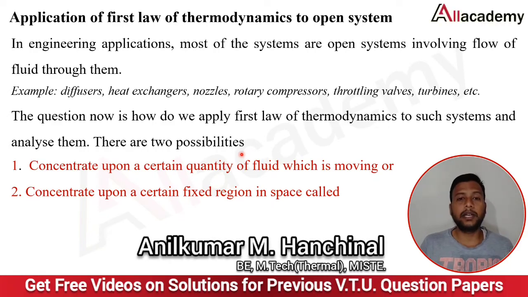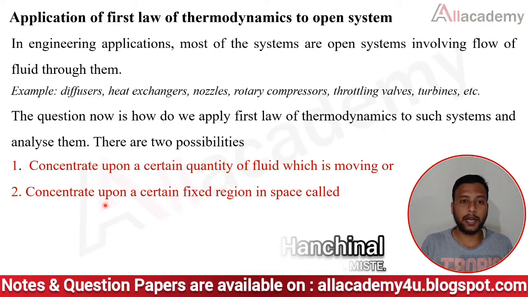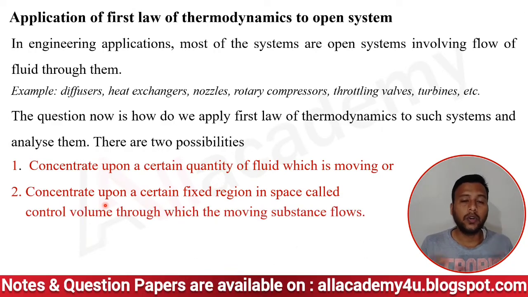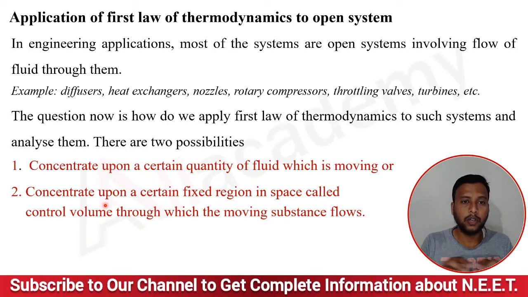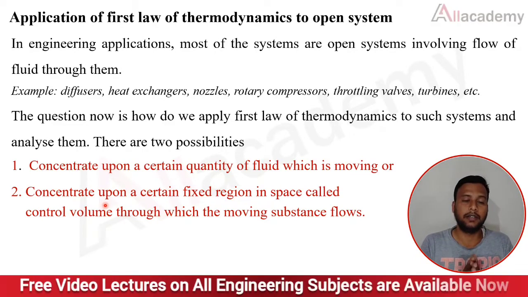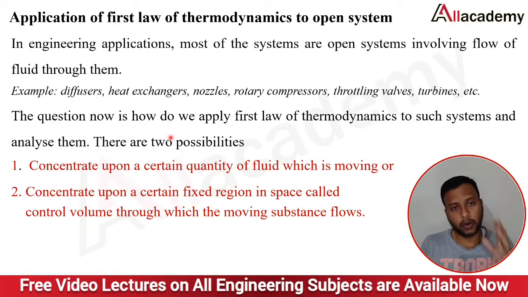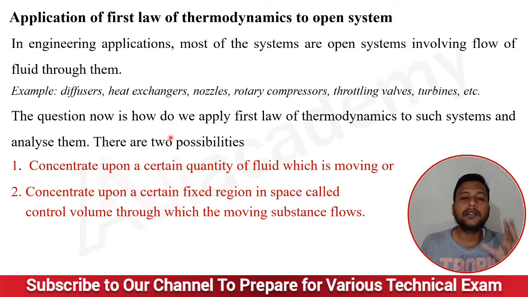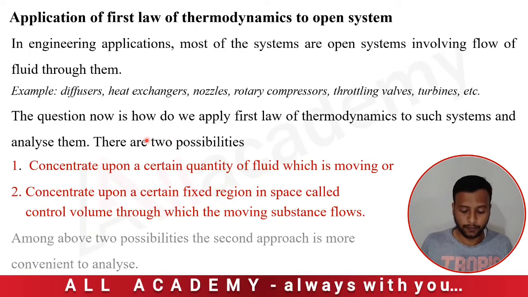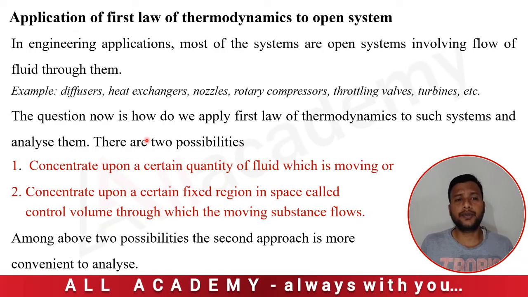The other possibility is to concentrate upon a certain fixed region of space, which is called a control volume. It means I have to analyze a fixed area, a fixed volume of the region, on which my focus has to be given. So there are two possibilities. One is to concentrate on a fixed quantity of fluid. The second is to concentrate on a fixed region of space, which is known as the control volume.